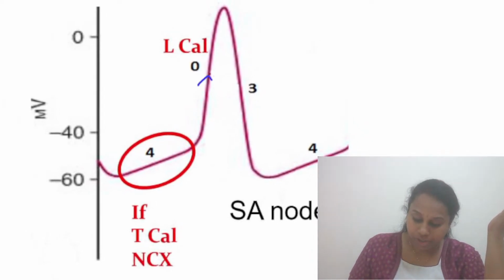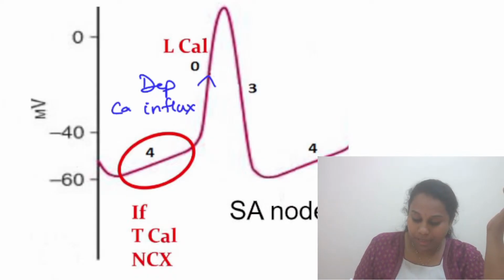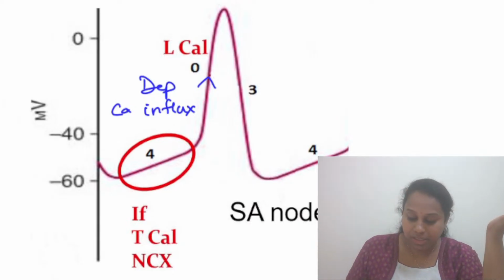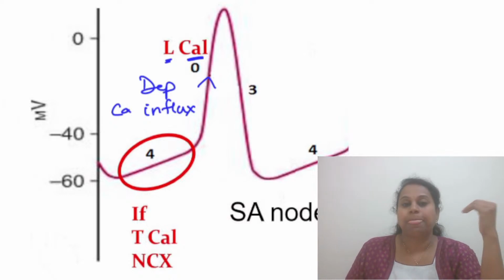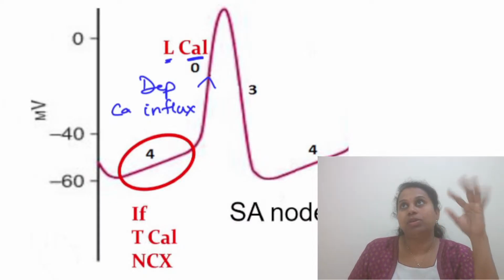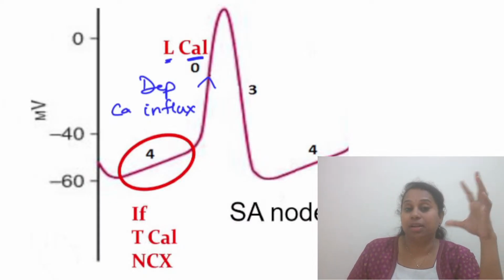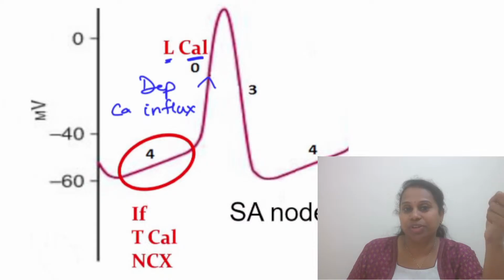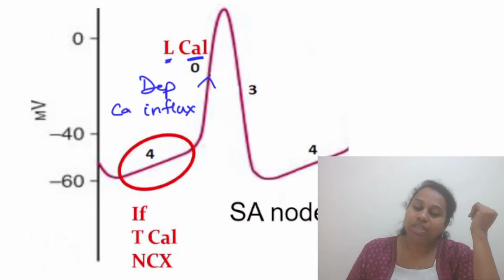In pacemaker potential, the depolarization phase itself is due to calcium influx, calcium coming inside, and this is due to opening of long lasting type of calcium channels, L type of calcium channels. Because SA node lacks sodium channels and there are plenty of calcium channels, depolarization itself is due to calcium influx and not sodium influx. So this is one exception in the body where depolarization is due to calcium influx.